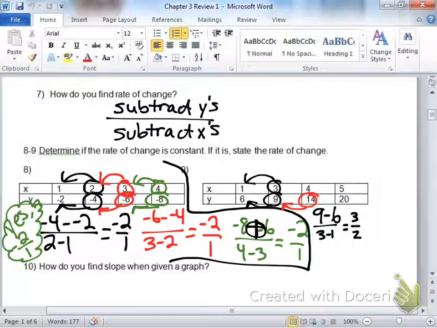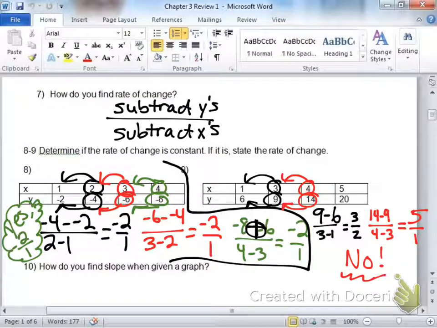Next we have 14 minus 9 over 4 minus 3. So 5 over 1. Okay, what happens when you can see that they're not the same? You can stop and just say no. The rate of change here is not constant. The rate of change is changing. Once you notice that, you can just say no. I always go back and double check though, just to make sure I didn't accidentally subtract wrong. So yeah, 3 over 2 and 5 over 1. It's not going to be constant on that one.